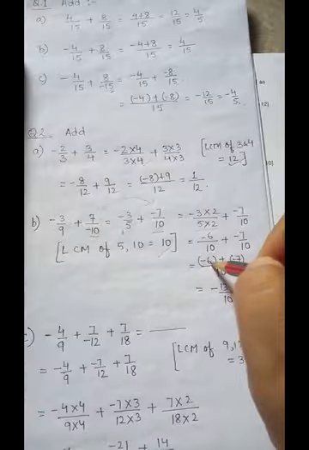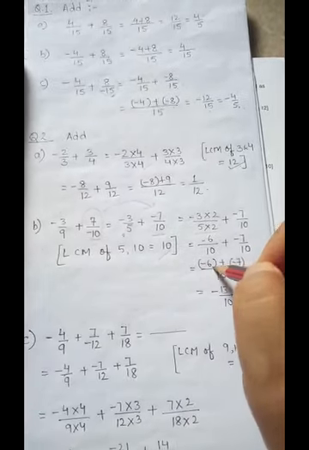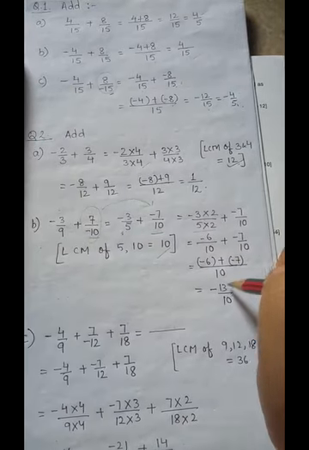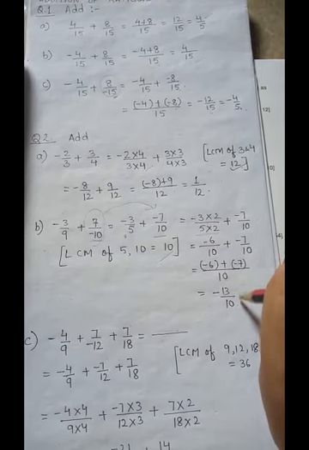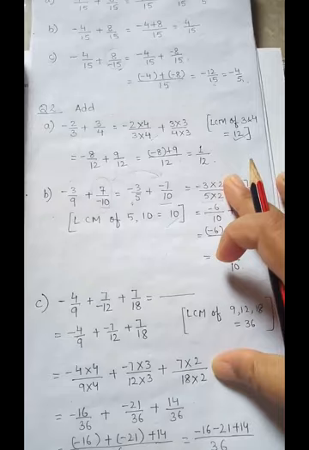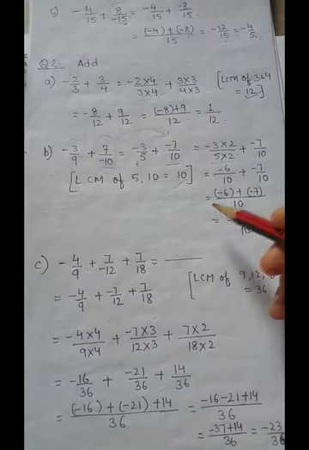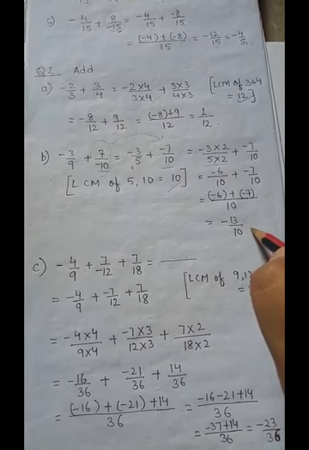So now the denominators are equal. We will add the numerators. So minus 6 plus minus 7 is minus 13 upon 10. Again this is in the lowest term, no need to convert it further. You can write this as a mixed numeral if you want.